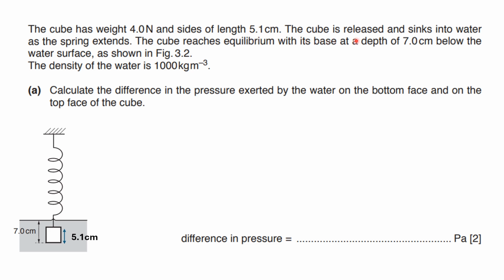The cube is released and sinks into water as the spring extends. The cube reaches equilibrium with its base at a depth of 7 centimeters below the water surface, as shown in this picture. The density of the water is 1,000 kilograms per cubic meter. A. Calculate the difference in the pressure exerted by the water on the bottom face and on the top face of the cube.